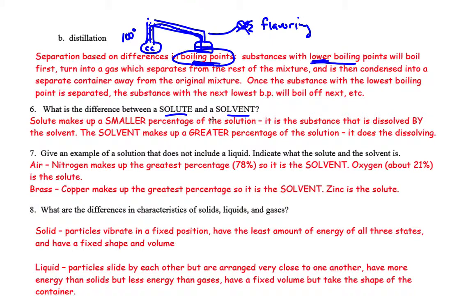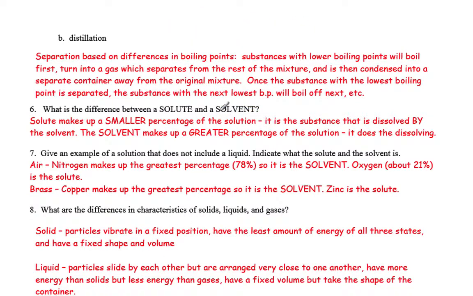Difference between a solute and this should say no, I guess it's right, solvent. My bad. So solute and solvent. Solute makes up a smaller percentage. Solvent is a greater percentage. Now, when we're talking about a solution, this is usually the liquid, and this is the solid. But not all solutions are a solid dissolved in a liquid. Sometimes it might be two liquids. Like what if I gave you a solution of alcohol and water?